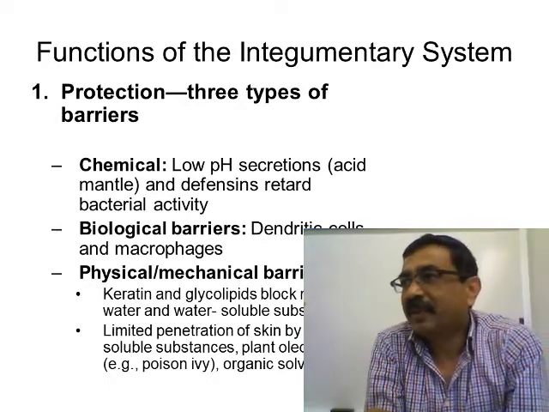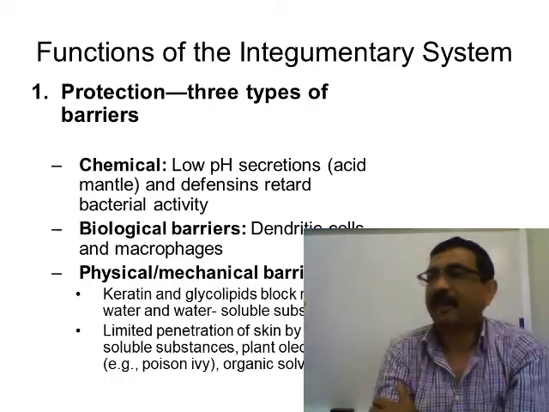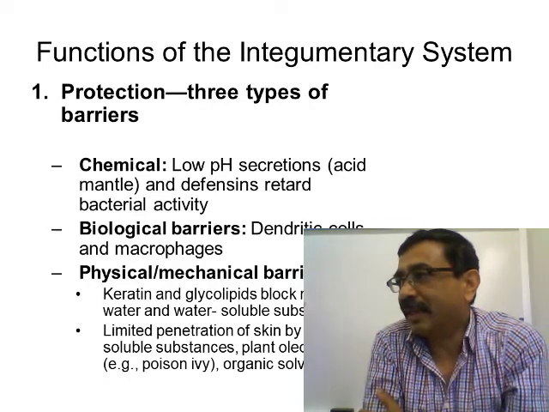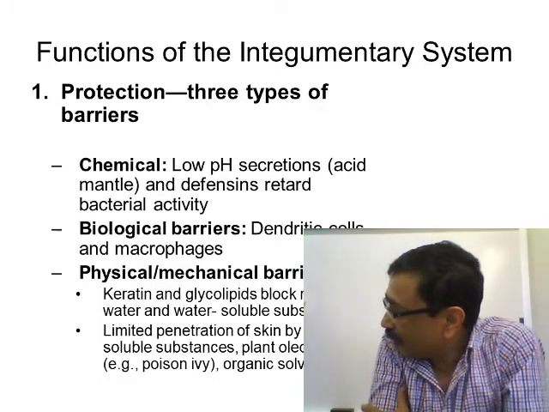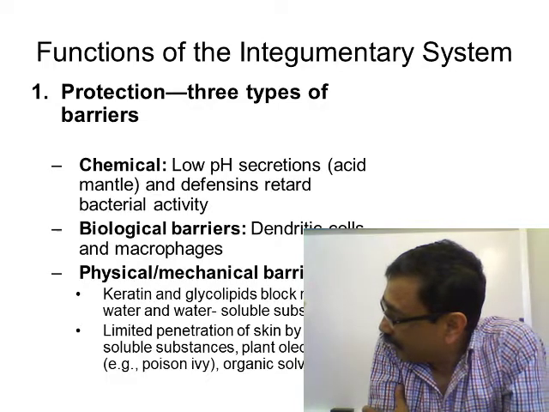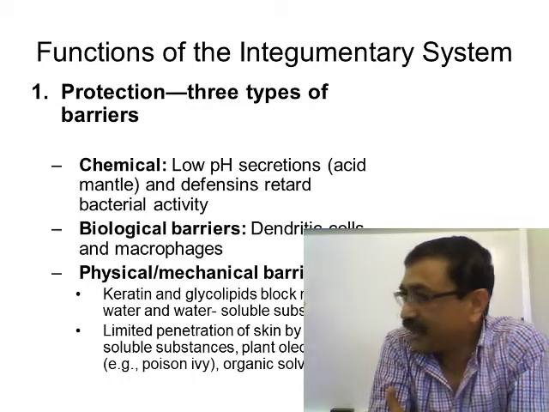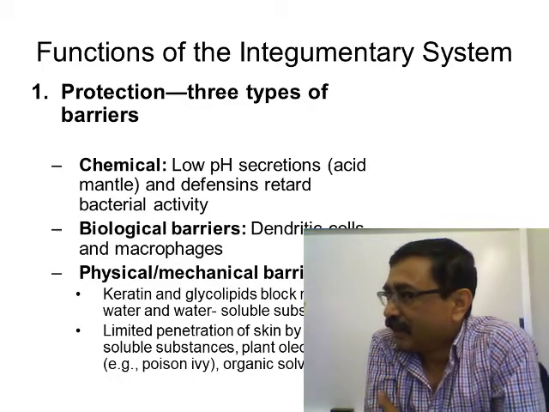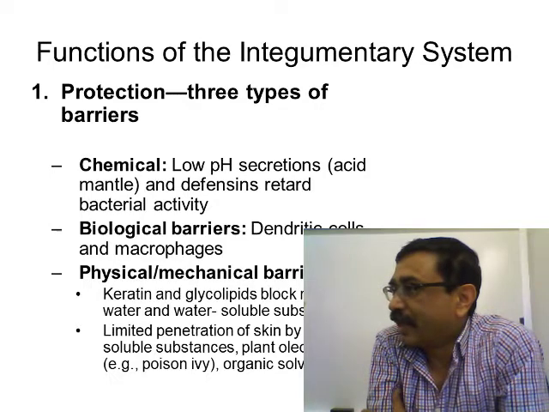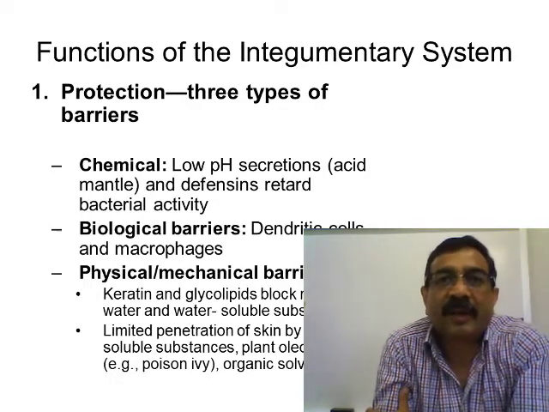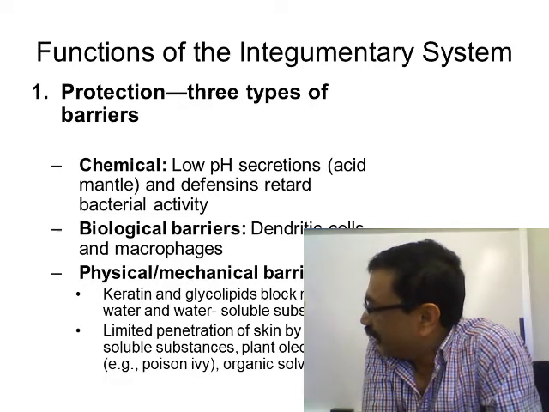So if somehow the microorganism or antigen can enter into the skin, then those cells will try to destroy them. Another type of protection given by the skin is the physical or mechanical. Skin has certain chemicals. One is called keratin, a highly specialized protein, and another is glycolipids.